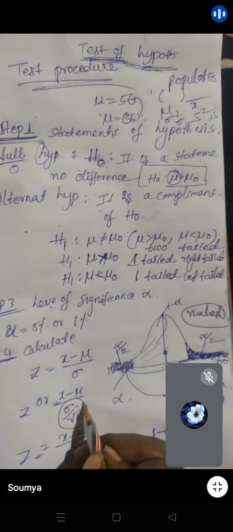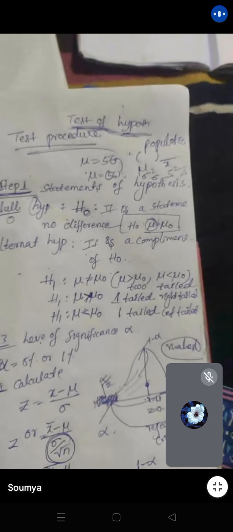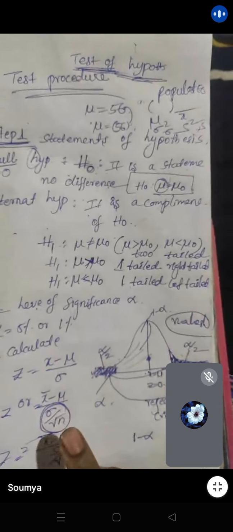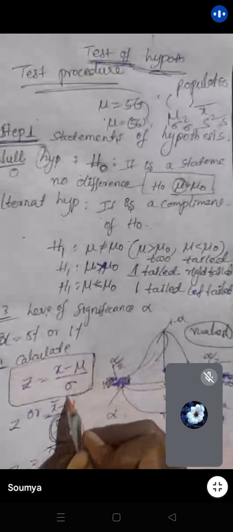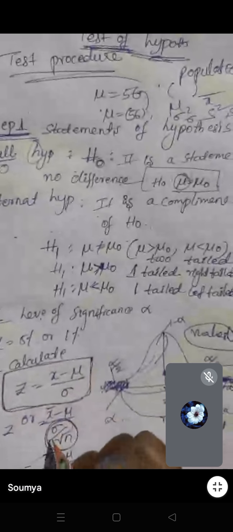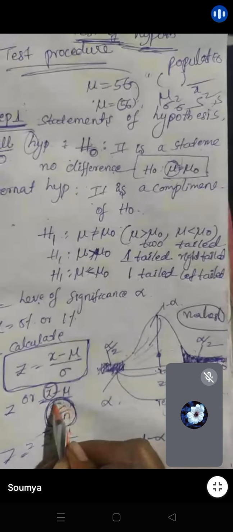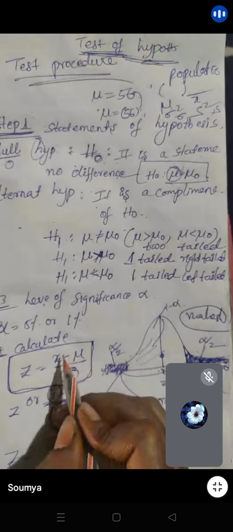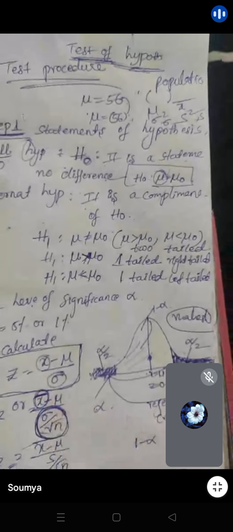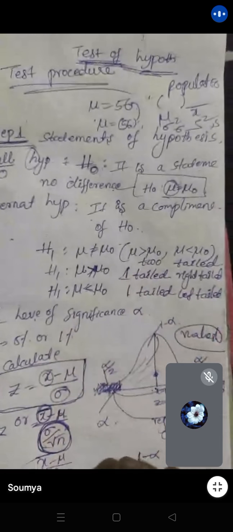Because this is the standard error formula, here I am taking (x bar minus mu) by (sigma by root n). So you have to remember this formula. In general, we calculate Z equals (x minus mu) by sigma. In the third unit, we have found this. Why am I taking this one? For x bar, the standard error is sigma by root n. In the place of sigma, we will have sigma by root n. In the place of x, we will have x bar, because x bar is the mean of the sample and mu is the mean of the population.